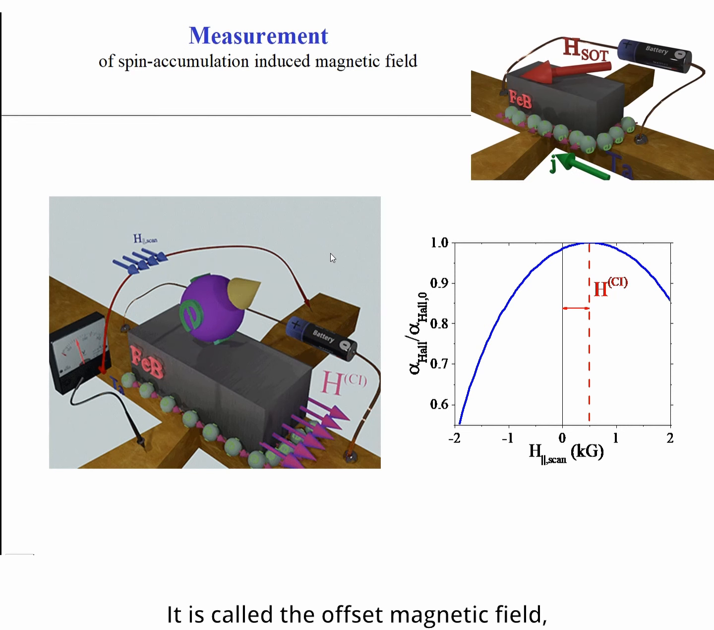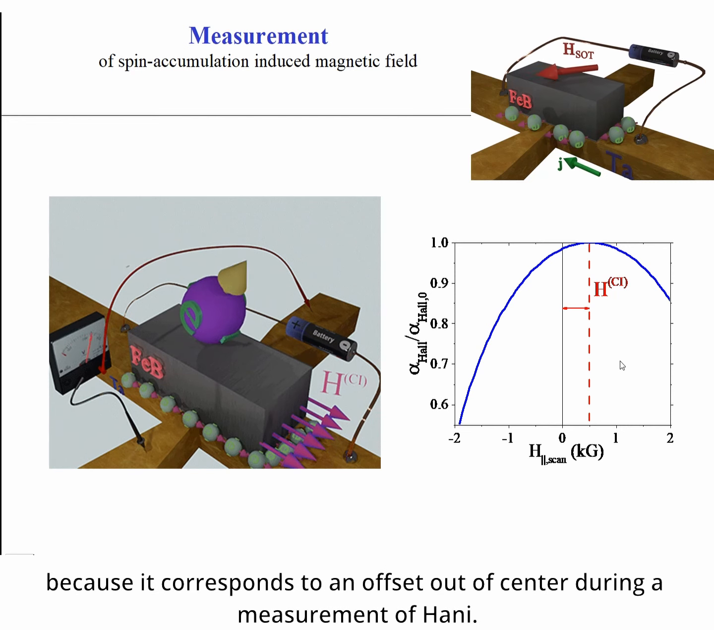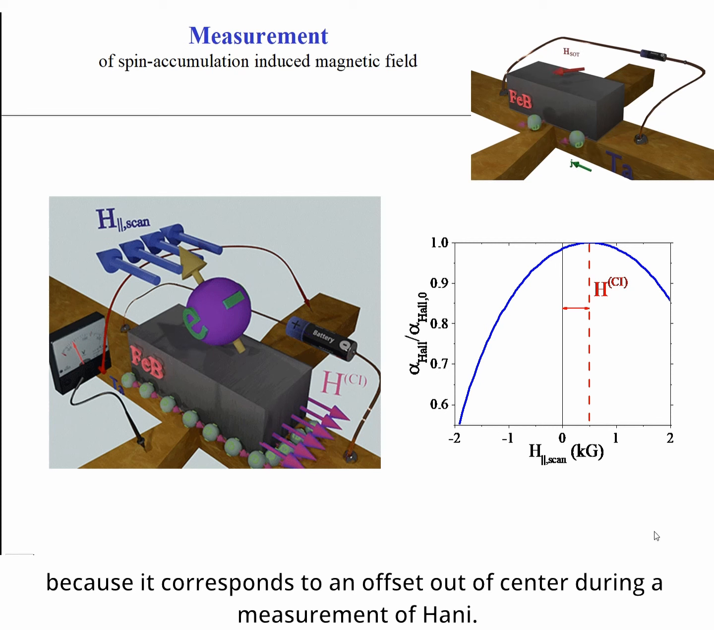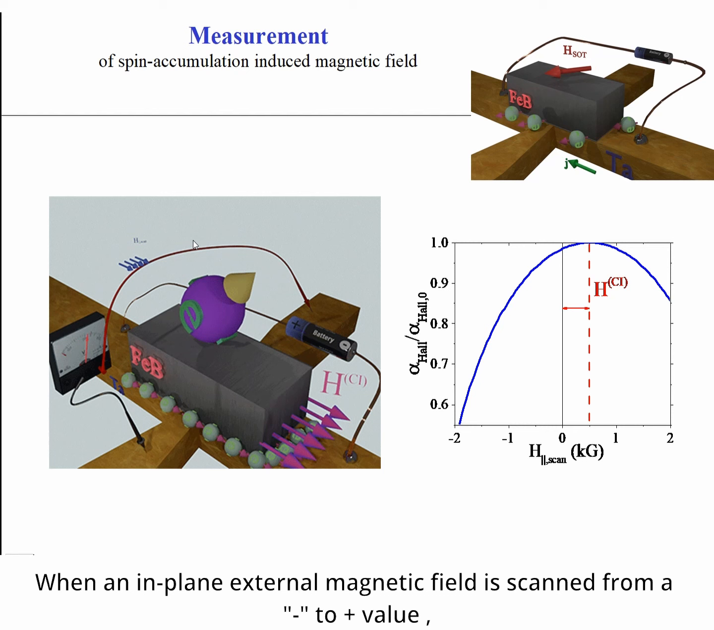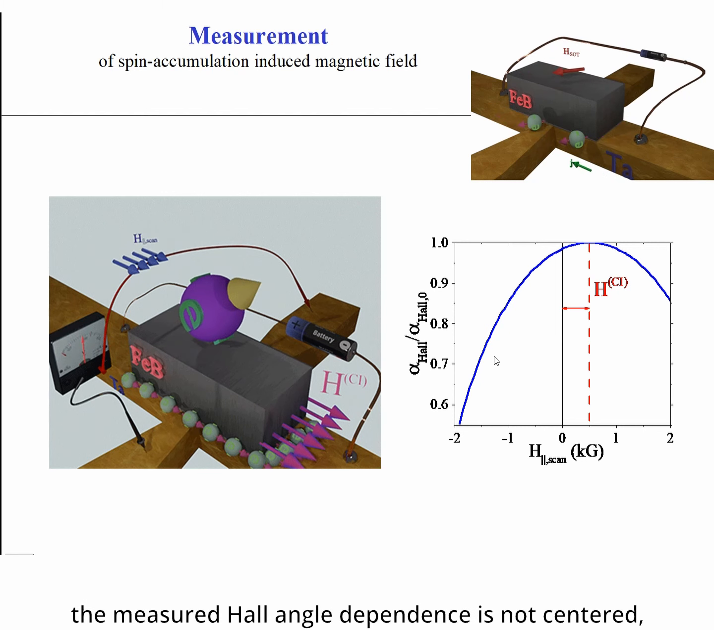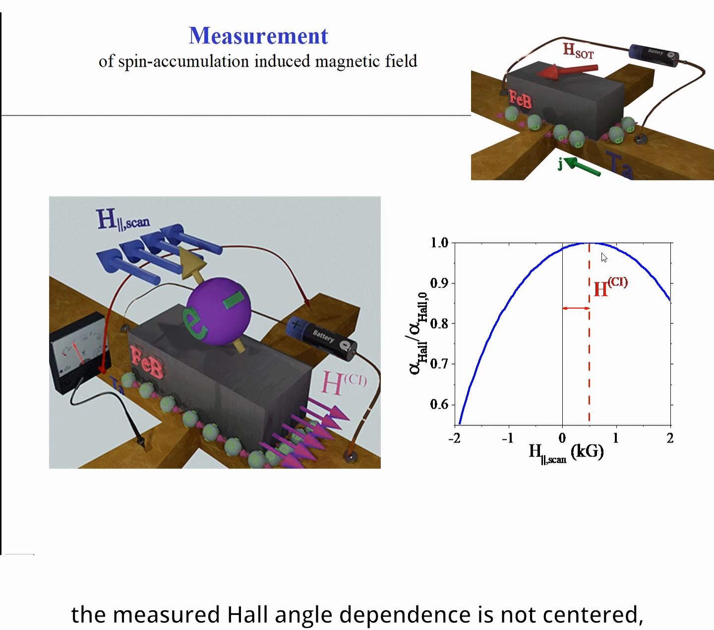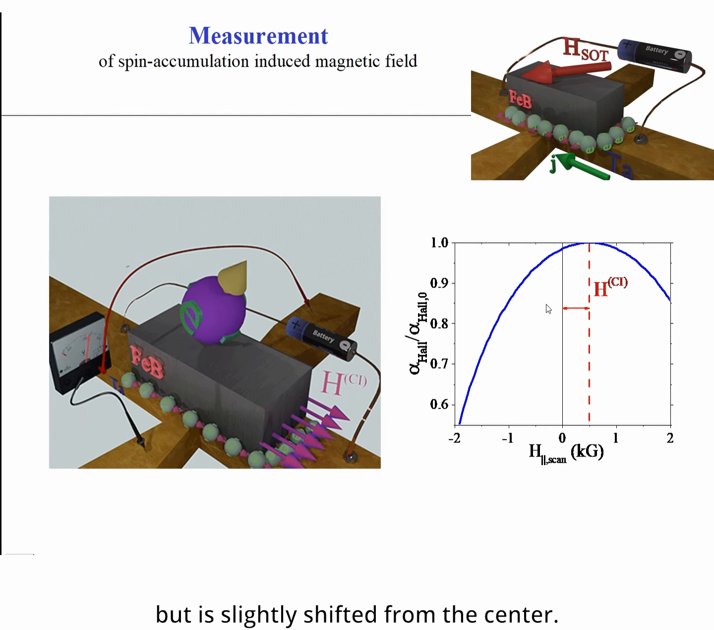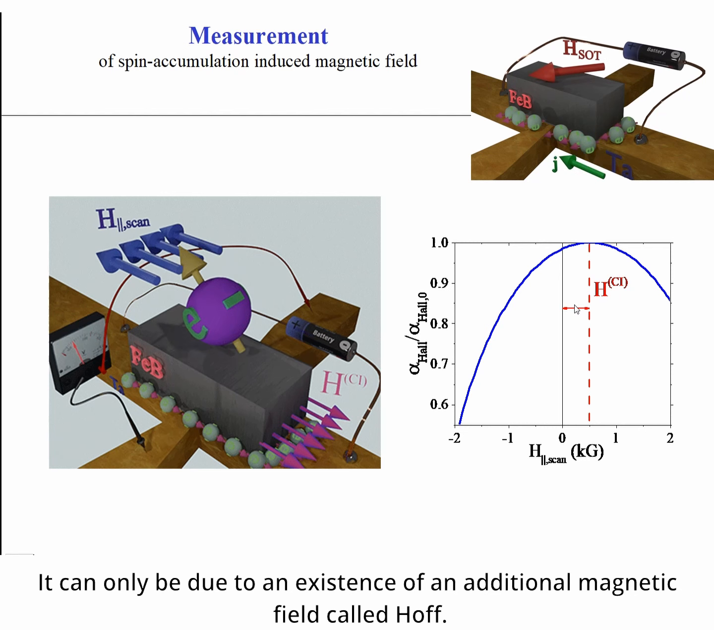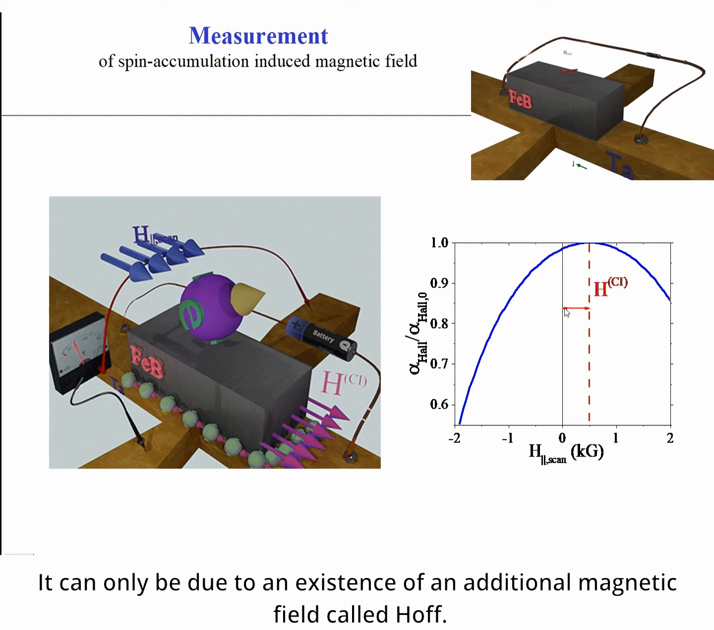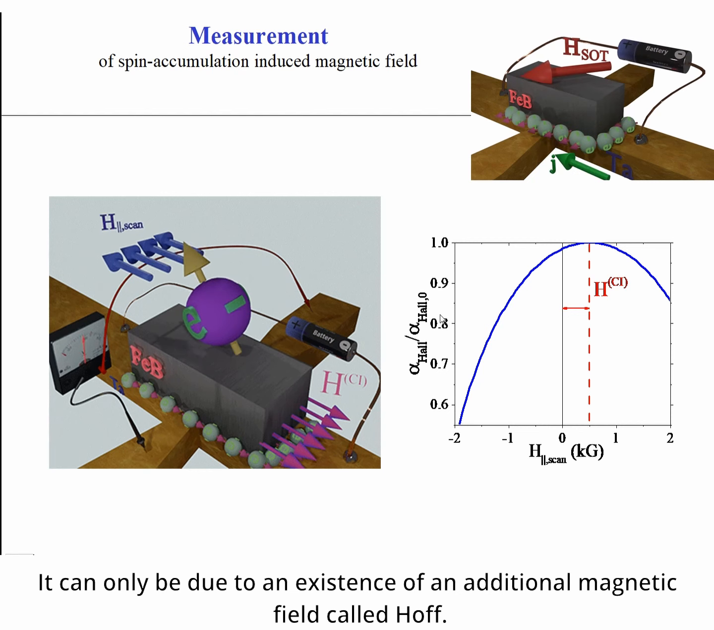It's called the offset magnetic field because it corresponds to an offset out of the center during a measurement of anisotropy field. When the in-plane magnetic field is scanned from minus to plus value, the measured Hall angle dependence is not centered but is slightly shifted from the center. It can only be due to an existence of an additional magnetic field, which is called offset field.